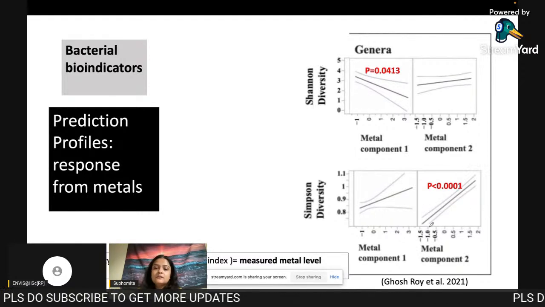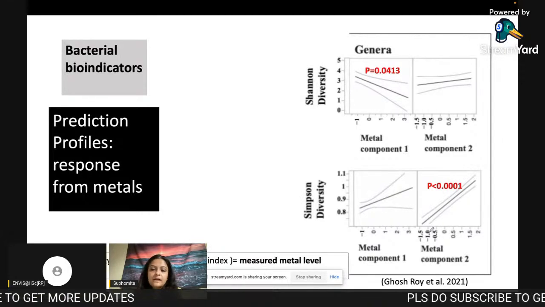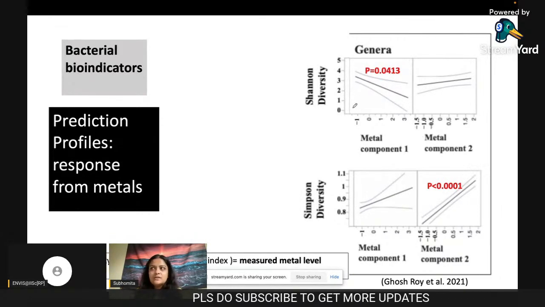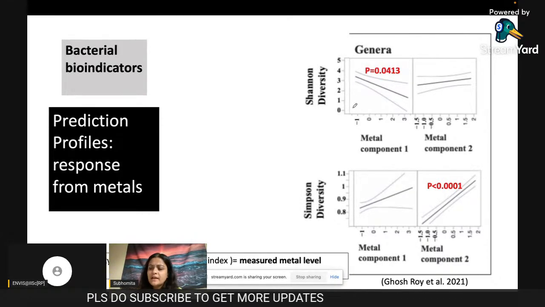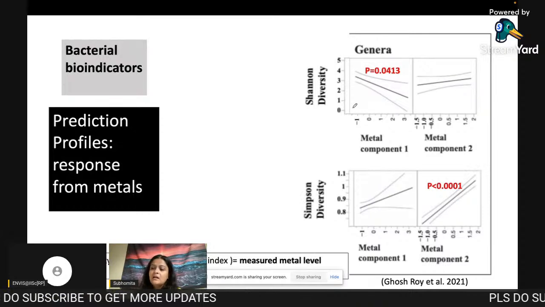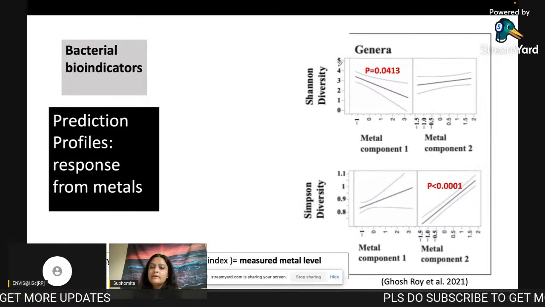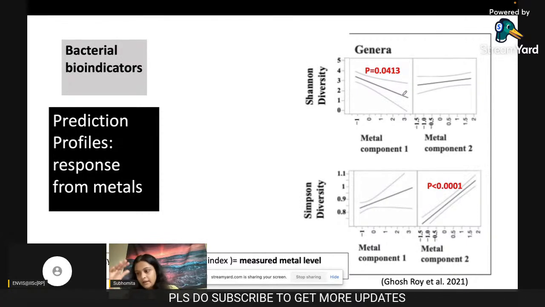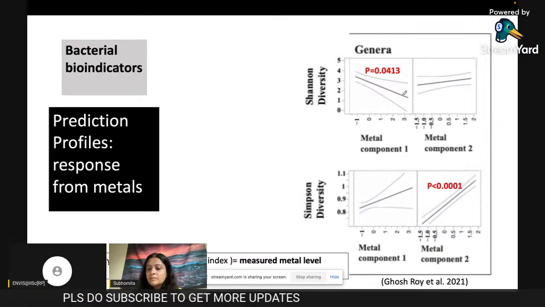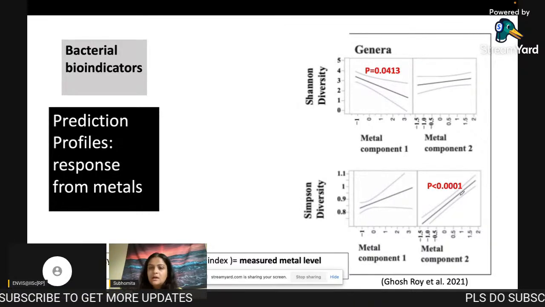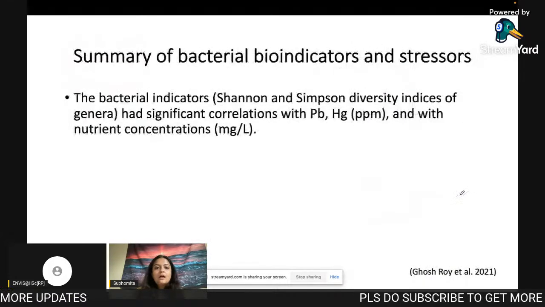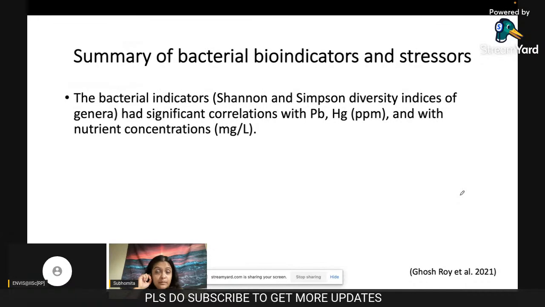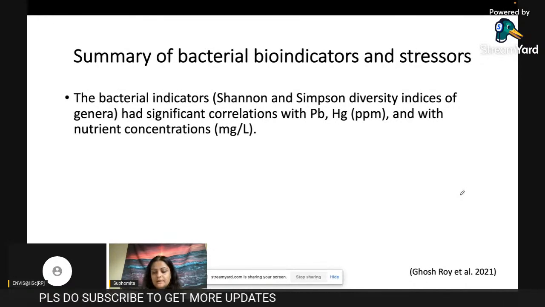Mercury was not like that. Mercury is still in the negative axis, and the diversity is pretty low here. Compared to the other metals, zinc, arsenic, cadmium, and nickel, these metals are not really favoring the diversity, and we saw some significant results with diversity getting reduced. But there is something interesting about lead here. We did find some significant correlation in this case too, for the pollutants and the bacterial indicators.